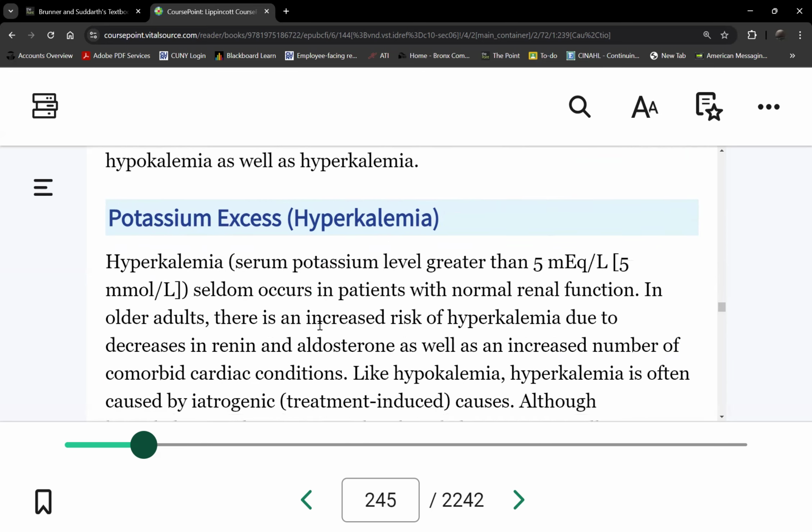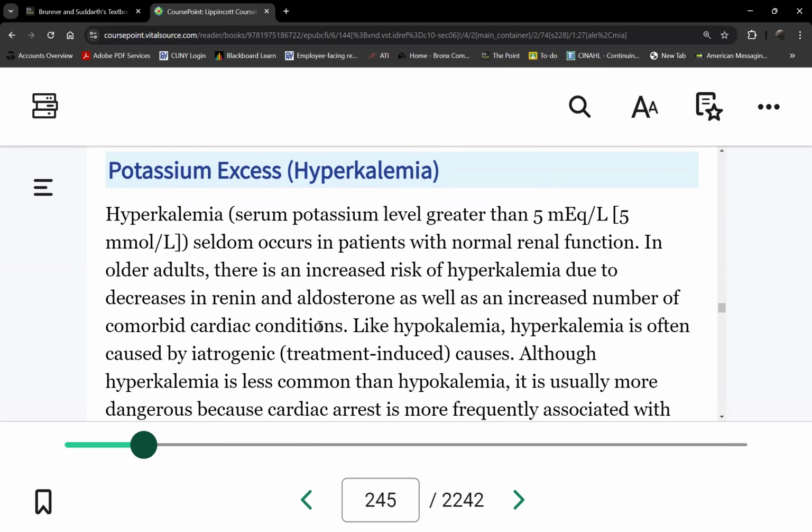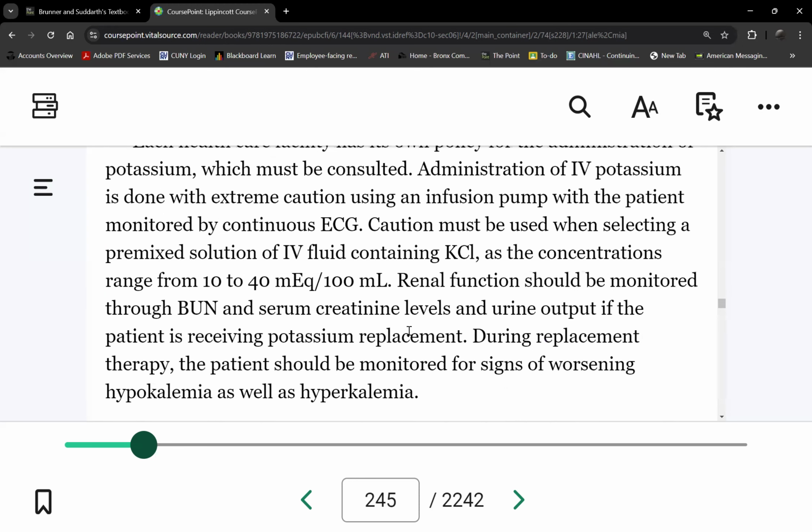Let's go now to hyper. So for hyper, we finished the manifestations. Let's look at the interventions now. Now we have several options here to correct hyperkalemia. As you can see, because let's say it's IV potassium, since we're limited to 10 milliequivalents per hour, is it easy to correct hypokalemia?